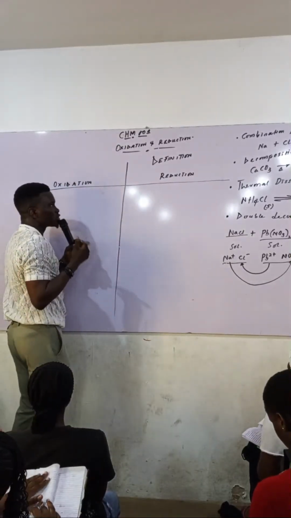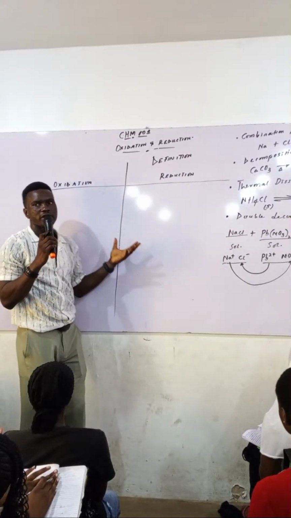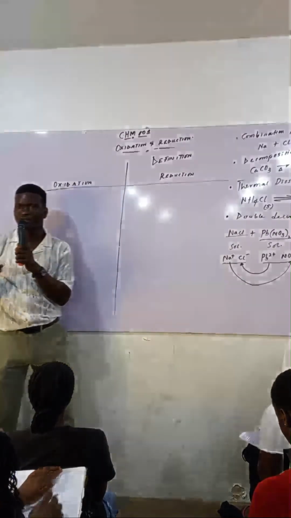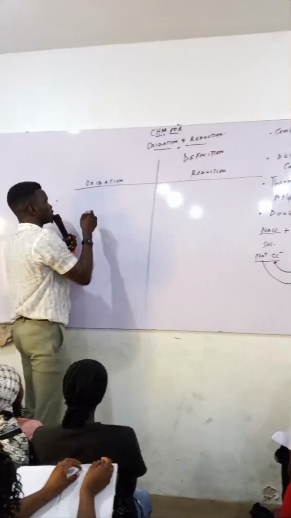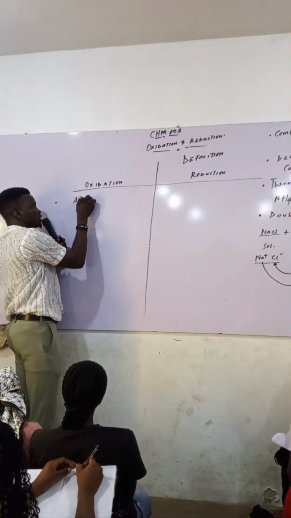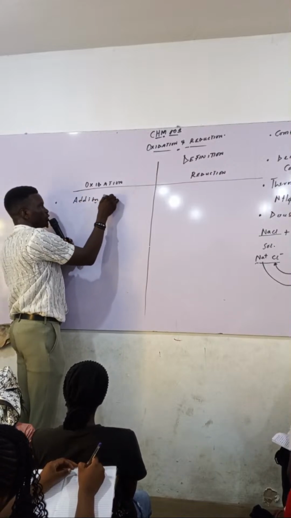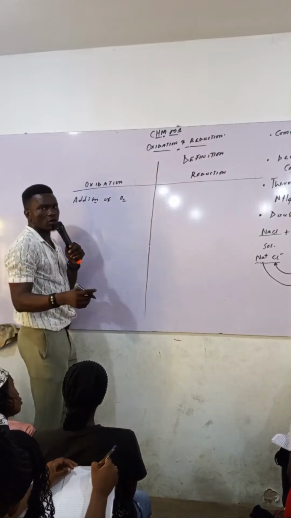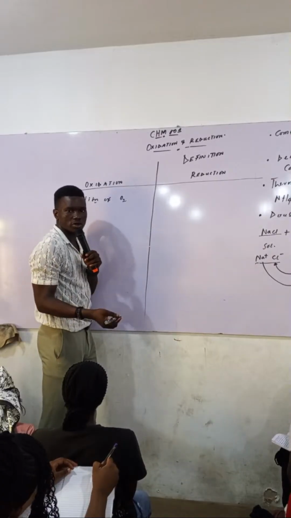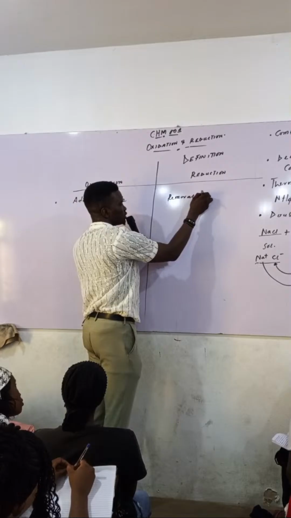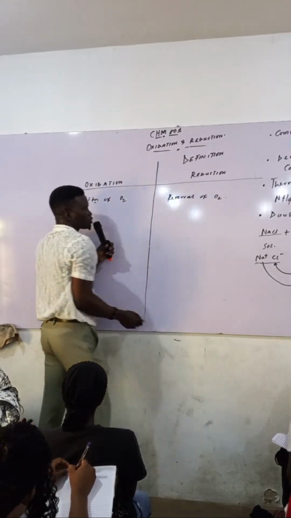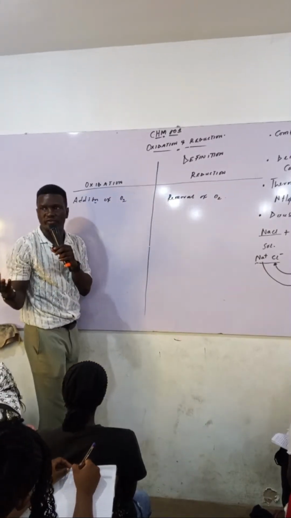So for oxidation, oxidation is usually defined as addition of oxygen to a substance. So we usually define oxidation as addition of oxygen, while opposite of it is reduction. So reduction is defined as removal of oxygen.